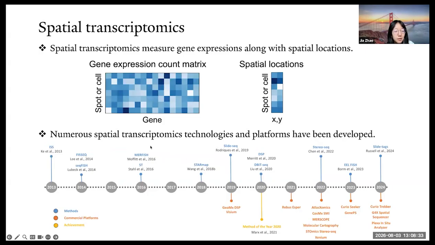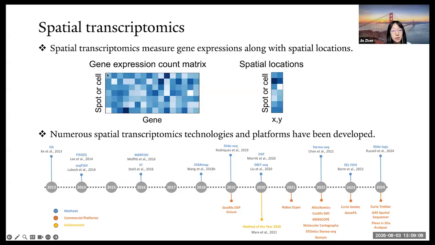Given the limited time, I will not introduce each of them, but for simplicity, we will basically regard the data type as two matrices. One of them is quite similar to single-cell data. Each row is a spot or cell and captures all of the information from different genes. And each column measures one particular gene, the value of its expression across different spots or cells.